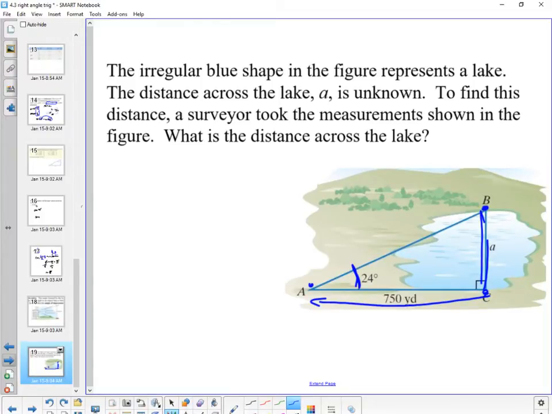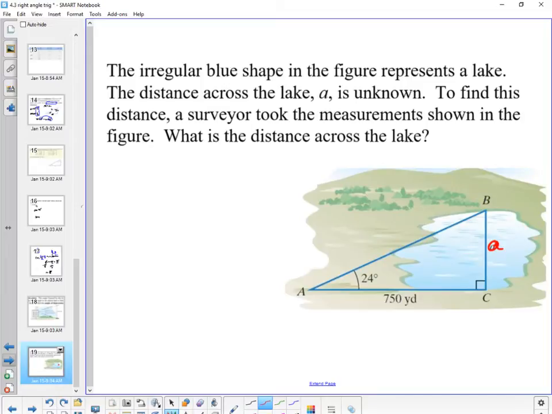They're going to use some trig, which is your problem right here. Let's ask: which side am I looking for? I'm looking for A. Technically I have little b. So I want A and I have little b.